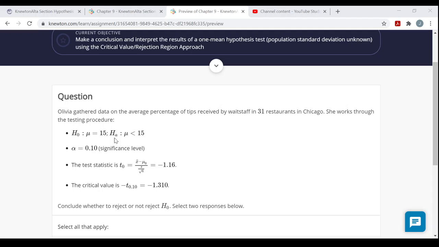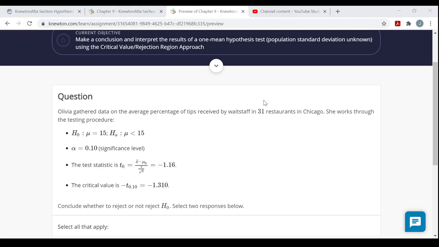And then she's testing this alternative hypothesis that maybe the average percentage of tips is less than 15 for all restaurants in Chicago. She's testing at a significance level of 10%, right, 0.1, alpha 0.1.